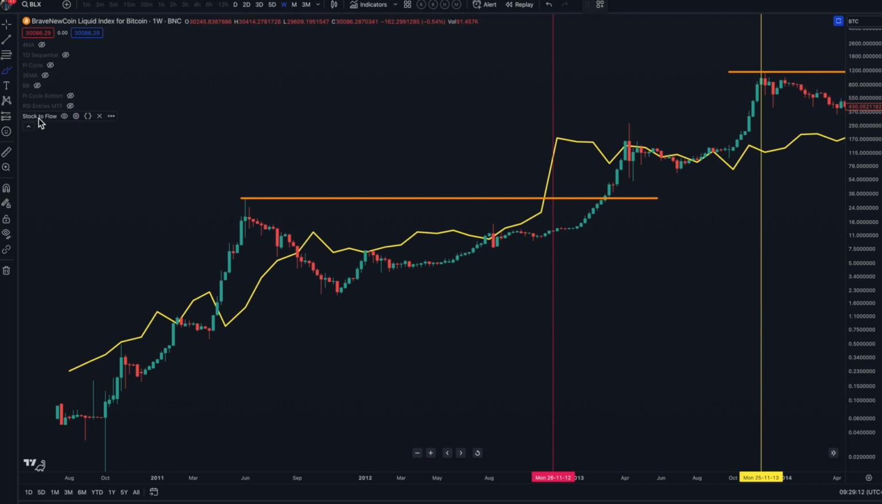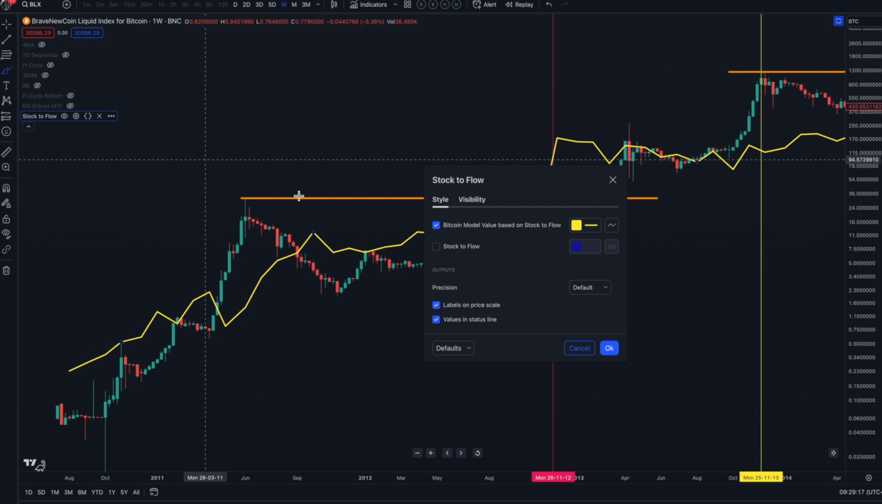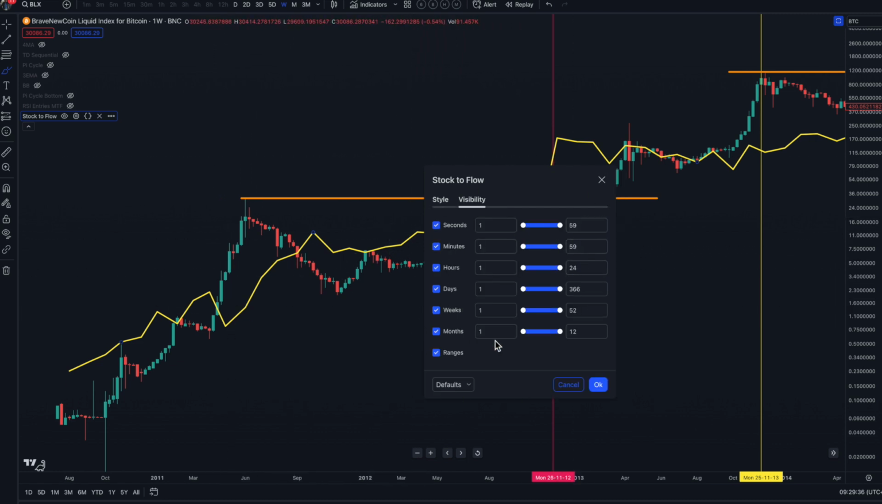The actual indicator I'm talking about is this stock to flow. And if you look at the settings, what I've done is I've taken the stock to flow line here, which is these lines here. So I've taken them out just to make it much simpler, and it's just the Bitcoin model value based on the stock to flow. This is the yellow line here, and the visibility is exactly as it was. So the settings are really the default settings.